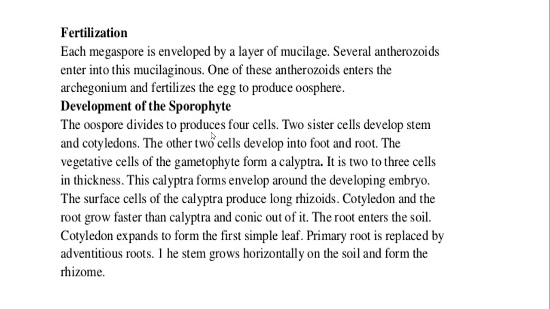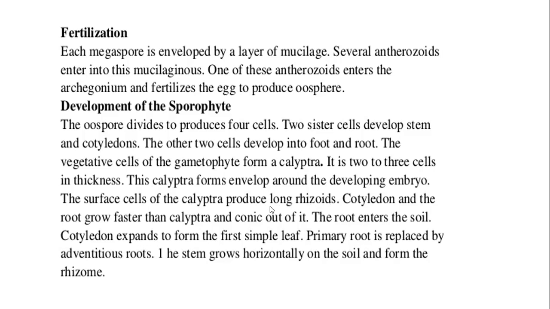Now, the oosphere or the zygote divides to produce 4 cells: 2 sister cells that develop the stem and the cotyledon, and the other 2 cells that develop into the foot and the root part. Now the vegetative cells of the gametophyte form the calyptra. It is 2 to 3 cells in thickness, and the calyptra forms an envelope around the developing embryo. The surface cells of this calyptra produce long rhizoids.